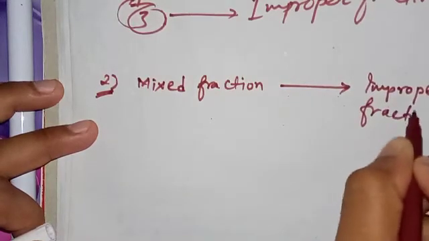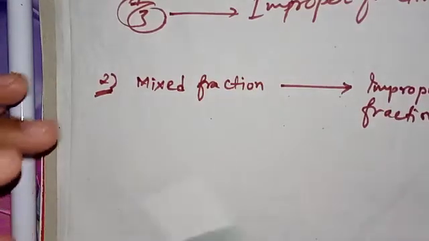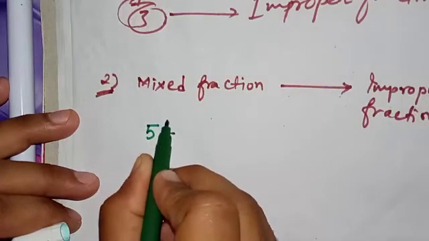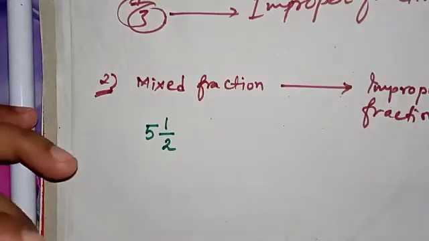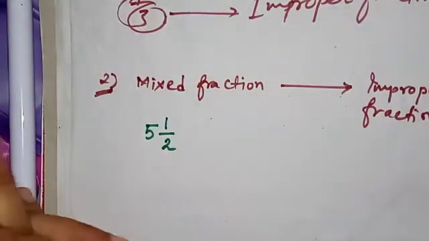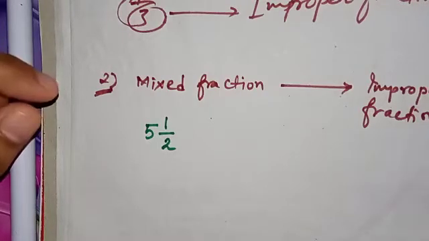Now how to do this? A very simple piece of cake for you. Just be focused and try to understand. So let us take that example which I already wrote, 5 1 by 2. So you can see this is the mixed fraction, and they are asking us in sum number 2 to convert this mixed fraction into an improper fraction. Very simple. If you know multiplication, you can do it very easily. And how are you going to do that? I'm explaining. Wait. Have patience, you will understand everything.